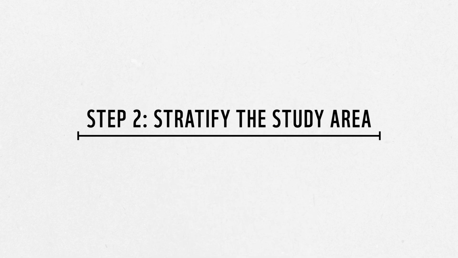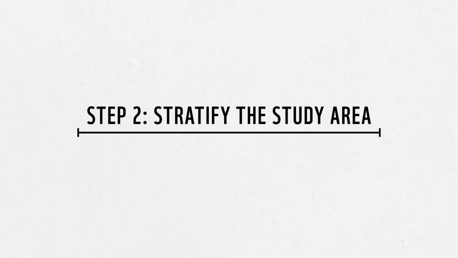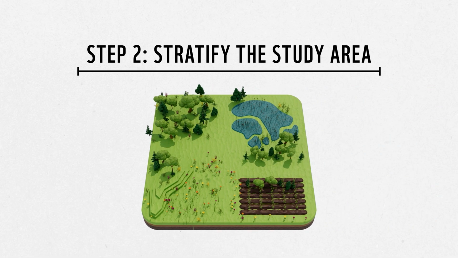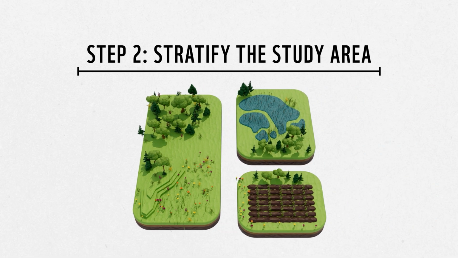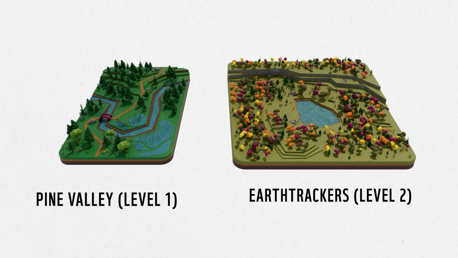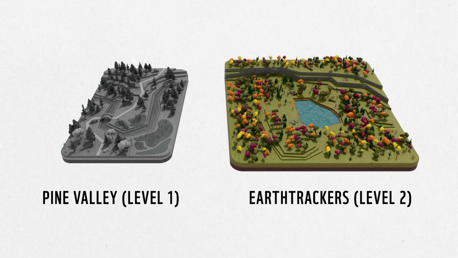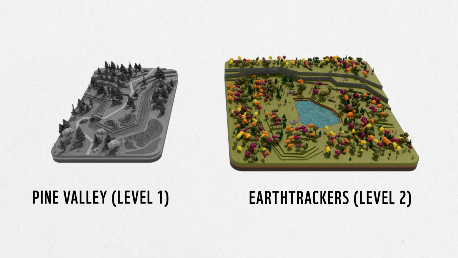Step 2 is optional but helpful. Stratify your area. This means dividing the study area into smaller zones based on characteristics like land use, ecosystem types, or traditional knowledge. Pine Valley decided to skip the step for now to keep things simple. Even though it limits their sampling strategy options, it still allows them to reach their carbon measurement goals.